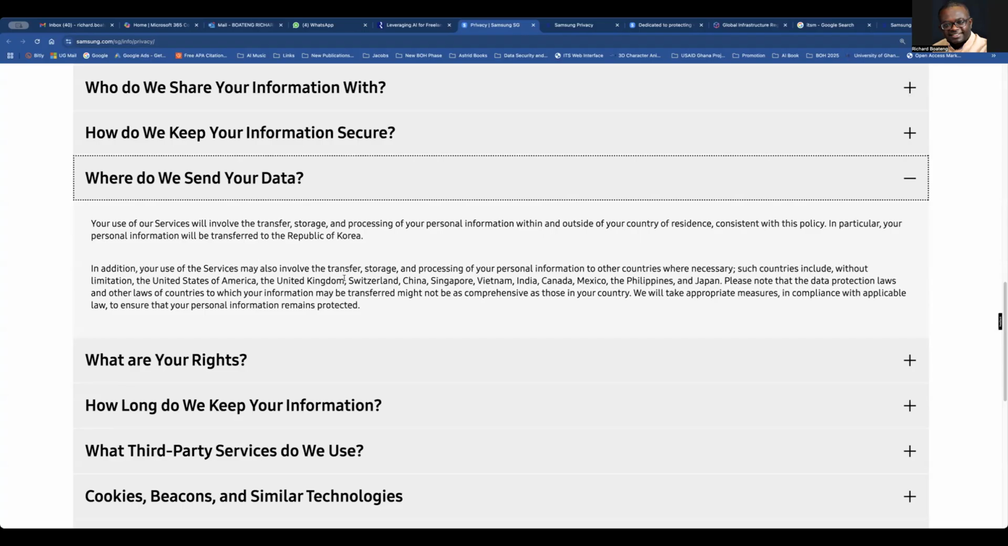United Kingdom, Switzerland, China. So if you have a national policy that says public sector services should be stored on servers that are in Ghana, then you have to be careful if you are taking the public service and part of what you are using for the public service requires that you create a Samsung account and the data is not stored in Ghana, but outside Ghana. That's a problem that we can have.